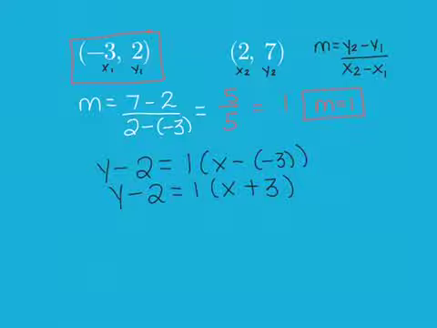Now we will distribute the 1 to clear the parentheses. y minus 2 is equal to x plus 3. And then we'll just go ahead and move that 2 over by adding it to both sides. And our equation ends up being y is equal to x plus 5. Here we are in slope-intercept form.